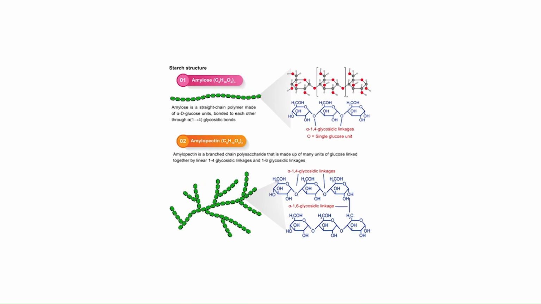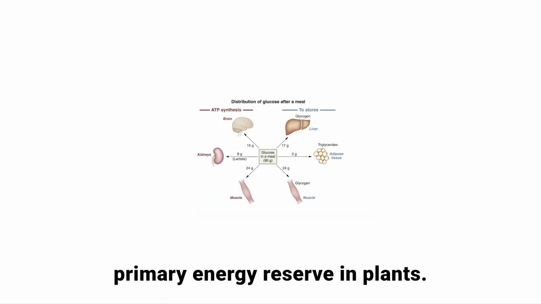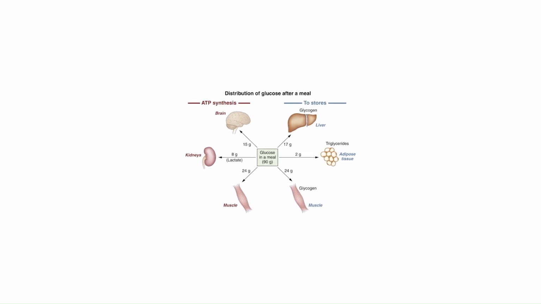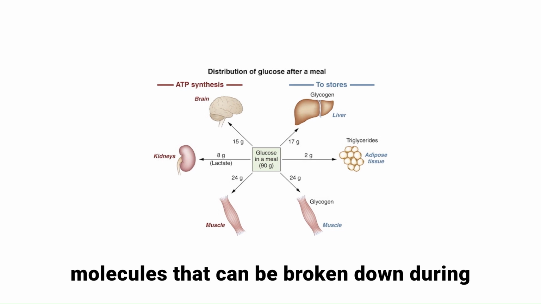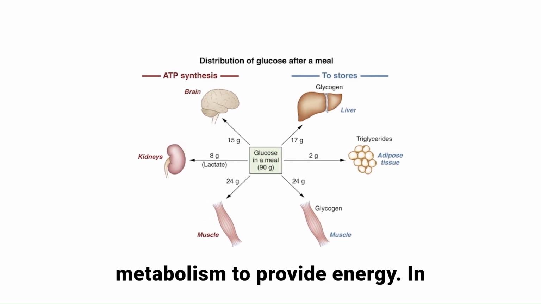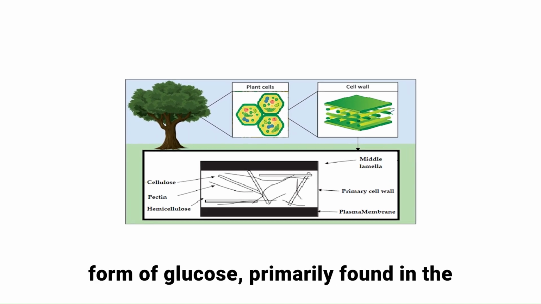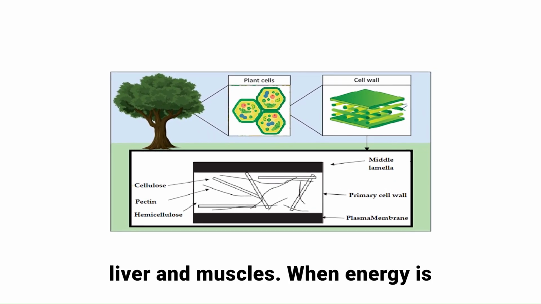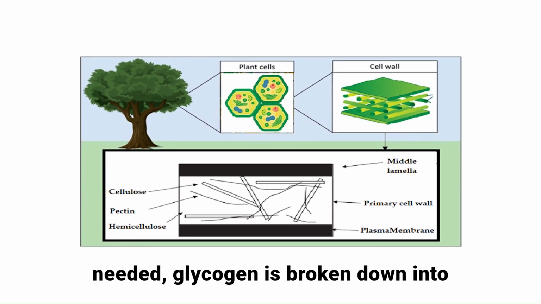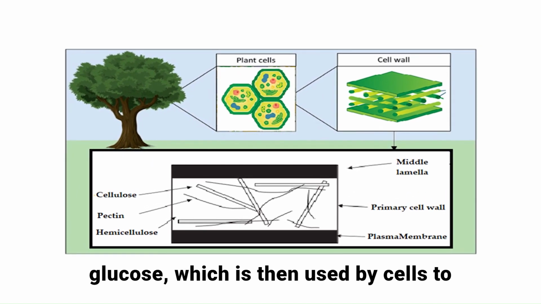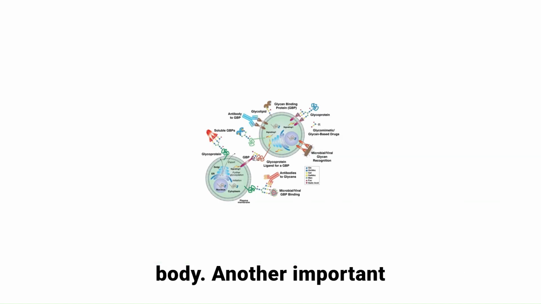in cells. One of the most well-known polysaccharides is starch, which is the primary energy reserve in plants. It consists of long chains of glucose molecules that can be broken down during metabolism to provide energy. In animals, glycogen serves as the storage form of glucose, primarily found in the liver and muscles. When energy is needed, glycogen is broken down into glucose, which is then used by cells to generate ATP, the energy currency of the body.